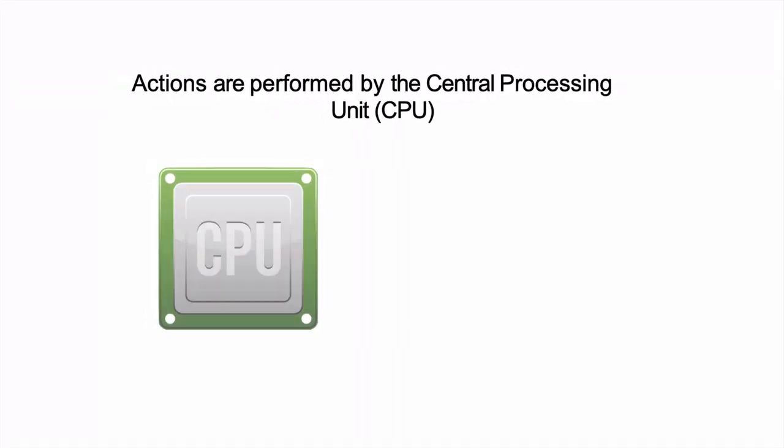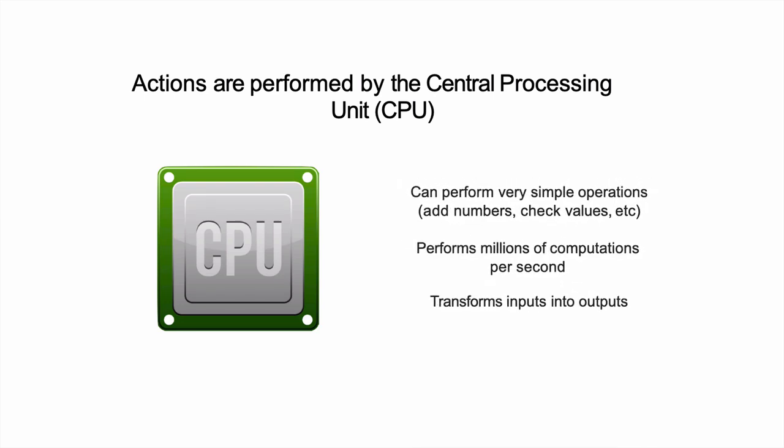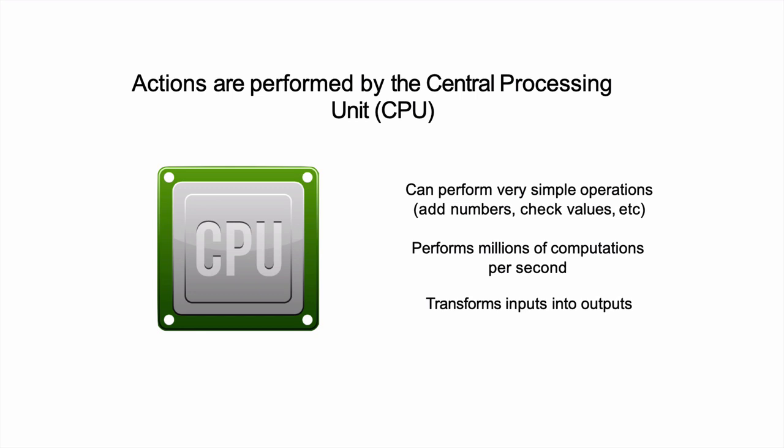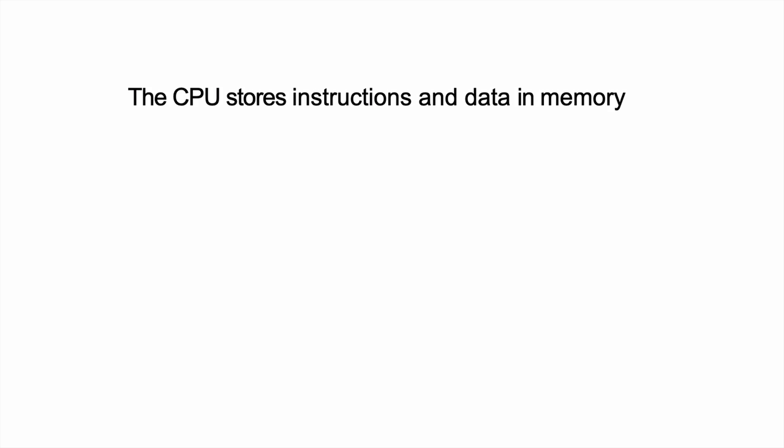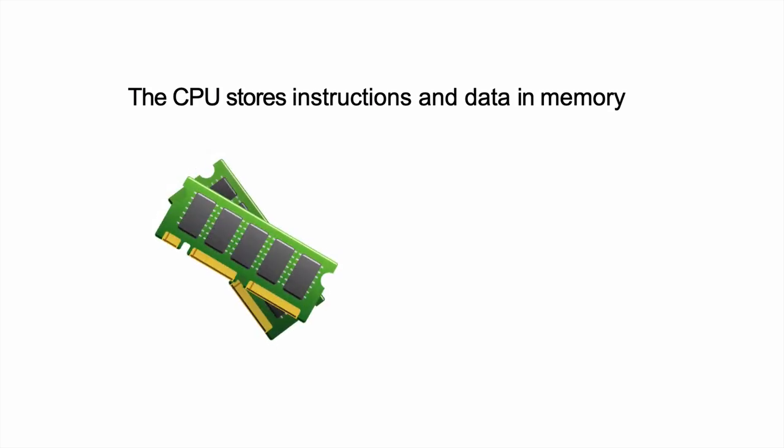Actions are performed by the Central Processing Unit, which is the CPU. It can perform very simple operations like adding numbers, checking values, but the good thing about this is it can perform millions of computations per second, and it is responsible for transforming inputs into outputs. CPU stores information and data in the memory.